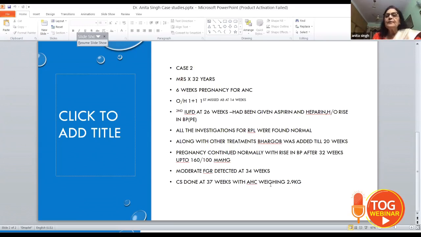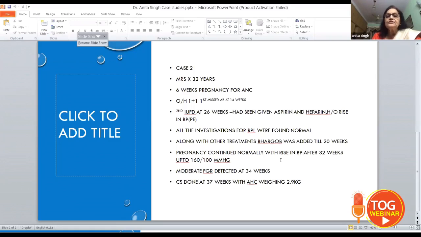Then she developed late onset preeclampsia. Her blood pressure rose to about 160 over 100 millimeters of mercury. I managed it with labetalol. She was not a case of severe preeclampsia, and she had moderate fetal growth restriction, which was detected at around 34 weeks.